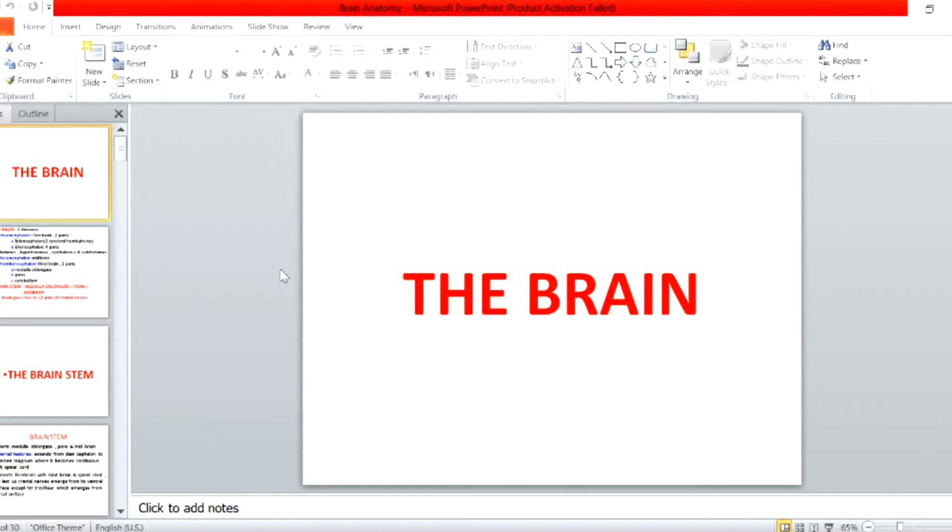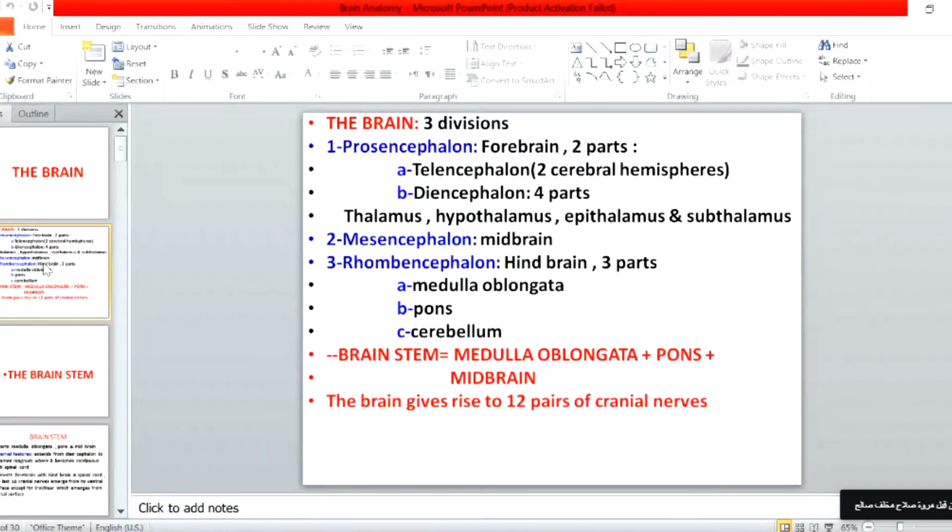We have finished with the blood supply of the head and neck and the teeth. Today we'll start with our subject of the brain. Now the brain, as you know, is part of the central nervous system. The major part of the central nervous system is situated within the cranial cavity, and it's covered with 3 layers of meninges: the dura mater, arachnoid, and pia mater.